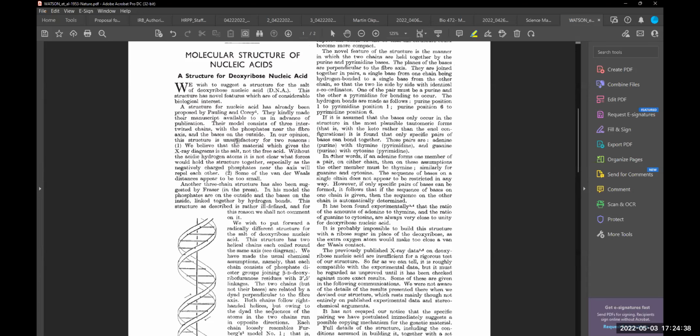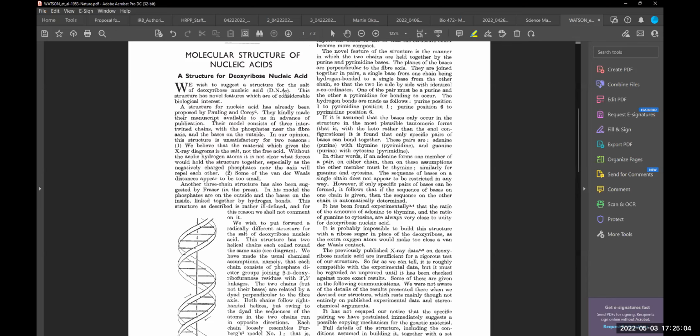So read here, this is very interesting. It says, we wish to suggest a structure for the salt of deoxyribose nucleic acid. See how they write DNA, D period, N period, A period. Today we just write DNA, but here it has been written that way. So that was the original way that DNA was written, right?